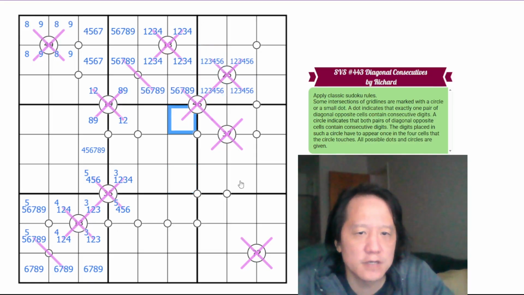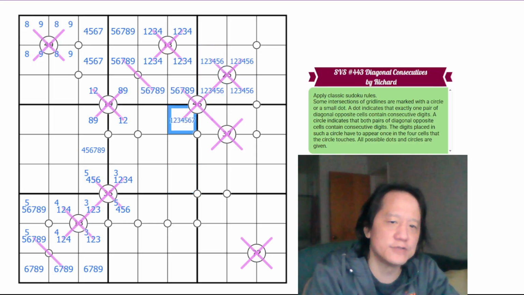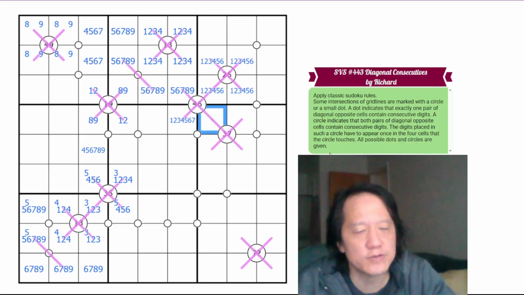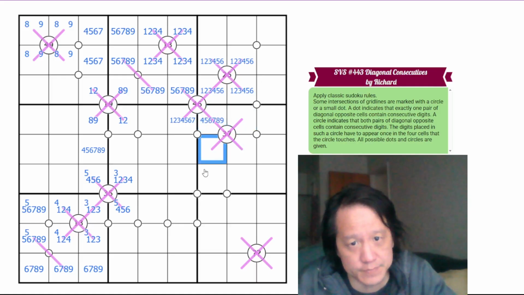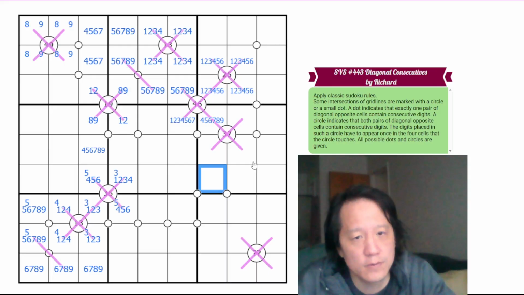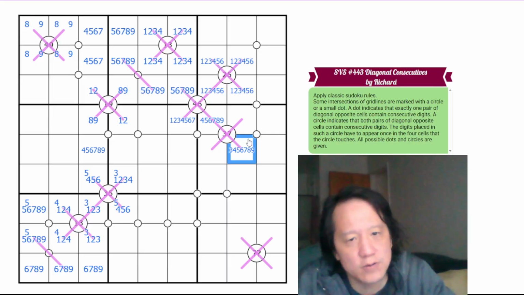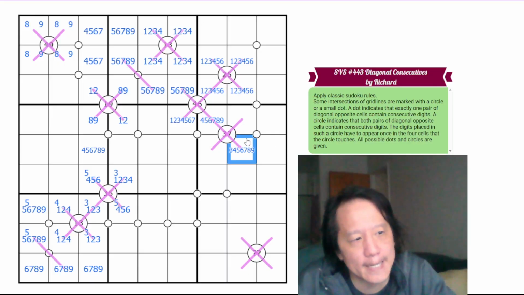This is consecutive with this, so this is 1 through 7. This is consecutive with this, so it's this 4 through 9. This is consecutive with that, so it's 3 through 9 here. 3 is consecutive with 2 or 4. And 7 is consecutive with 6 or 8.